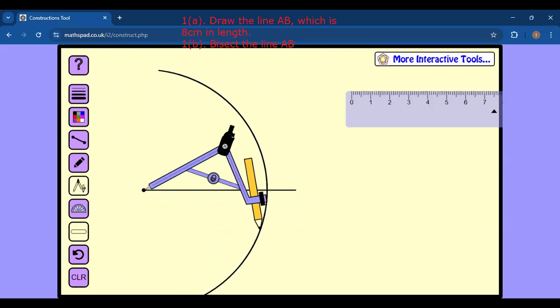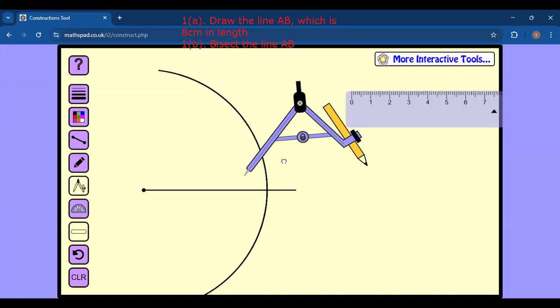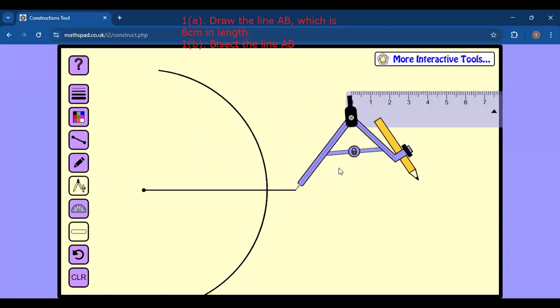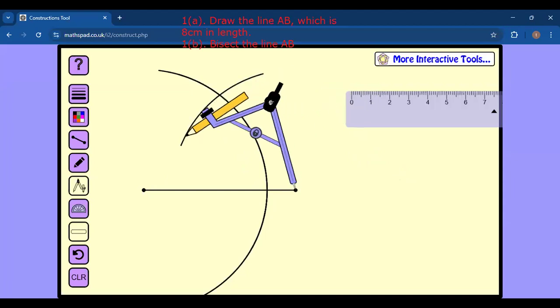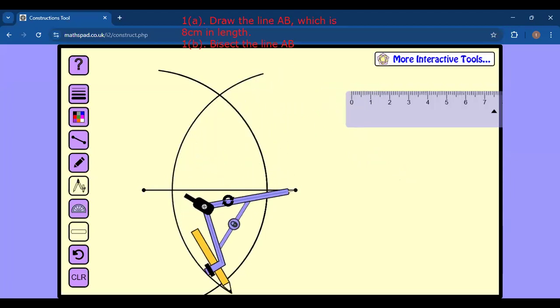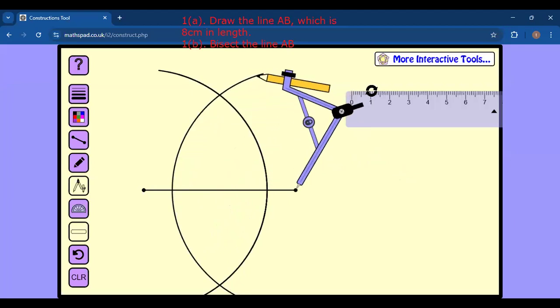All right, after you draw the first arc, what are we going to do? We're going to go to the second one right there. And then we're going to draw another arc. Draw another arc like that. Okay.